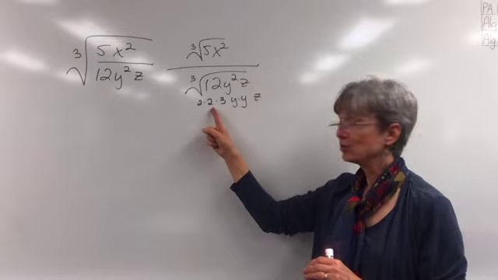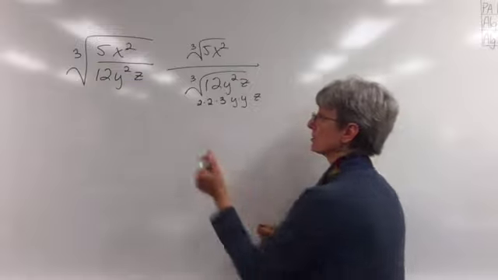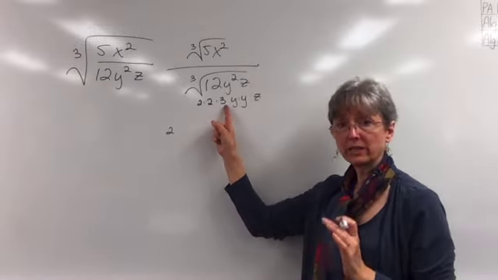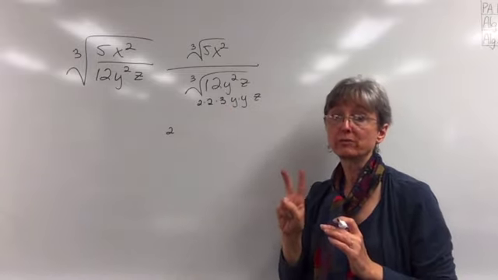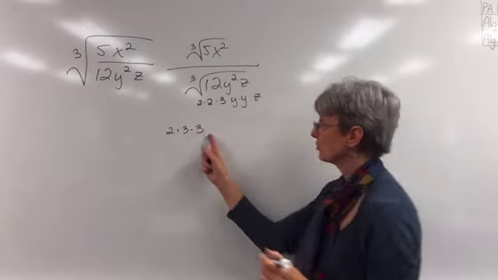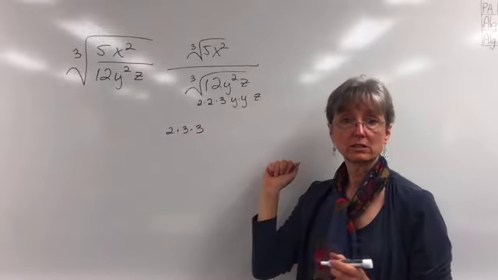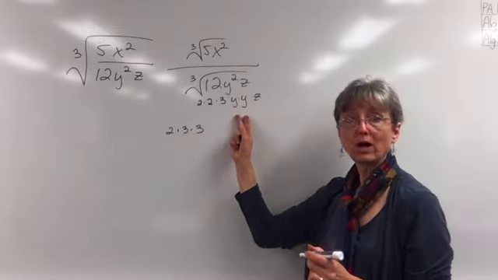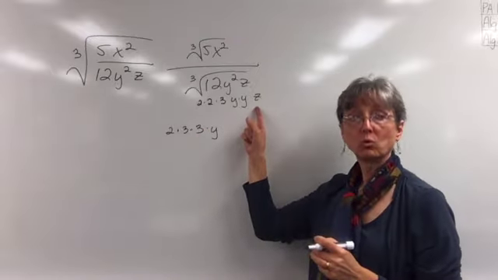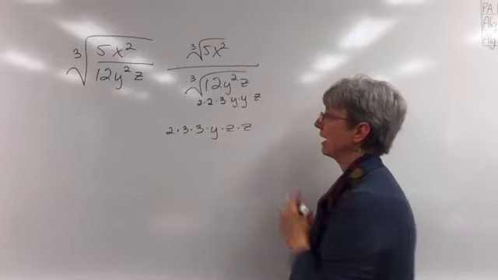I already have 2 2's. Since I need 3 total, I need just 1 more 2 to make 3. I have 1 3 already. I need 2 more 3's so that I'll have a total of 3. So there's my other 2 3's. Now, when I multiply, I'll have 3 2's and 3 3's. Do you see that? I have 2 y's. I need 1 more to make 3. I have 1 z. I need 2 more so that I'll have 3 z's.